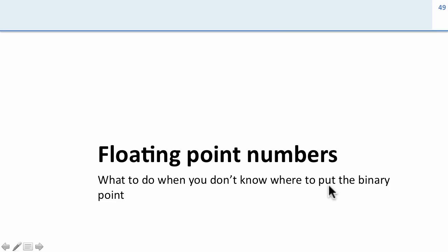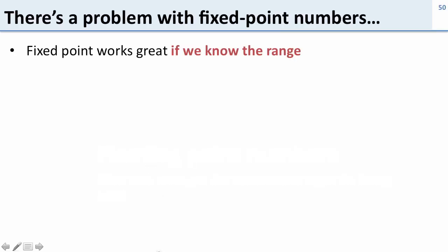So if you're going to have some numbers that are large and some are small, but you're not sure what the right place for the binary point is, what floating point does is allows us to have the binary point be floating. That is, we can choose where the binary point goes for each number. So let's take a look at that.